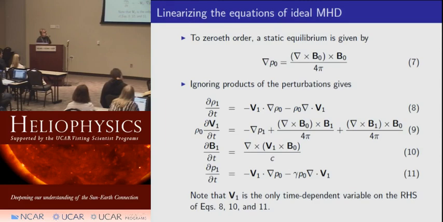This is the pressure equation, the entropy equation, ddt of P over rho gamma. And I won't belabor this point further. Here too, we have kept quantities only up to first order in perturbed quantities. And note that V1 is the only time dependent variable on the right hand side of equations 8, 10, and 11. That's not true. B1 is also, but B1 is tied to V1.